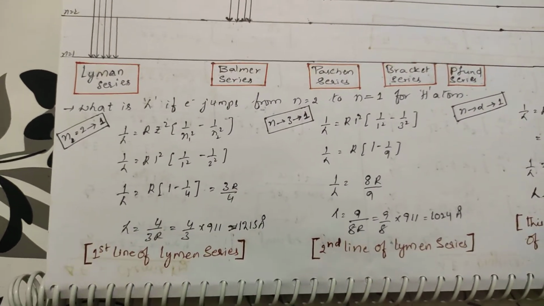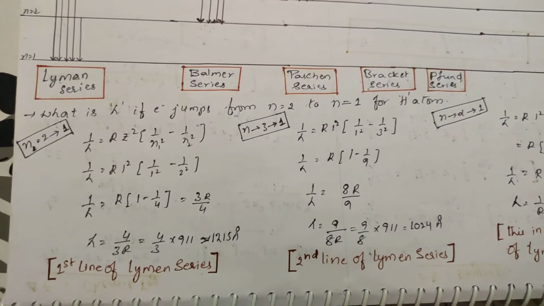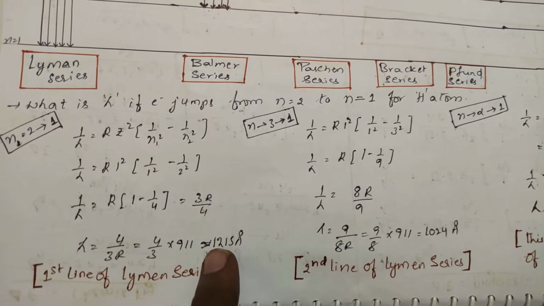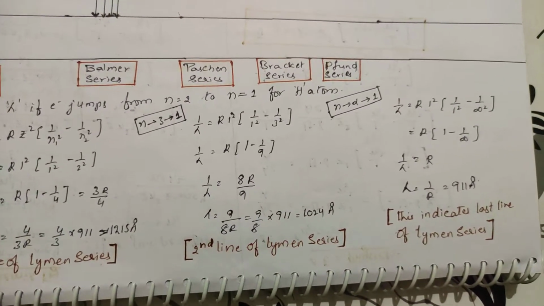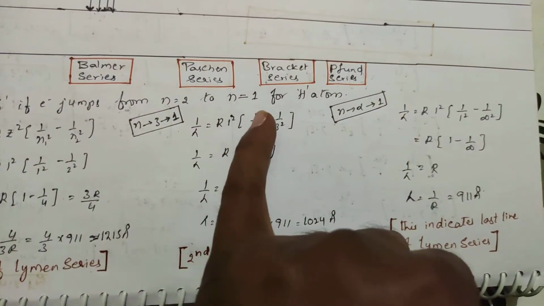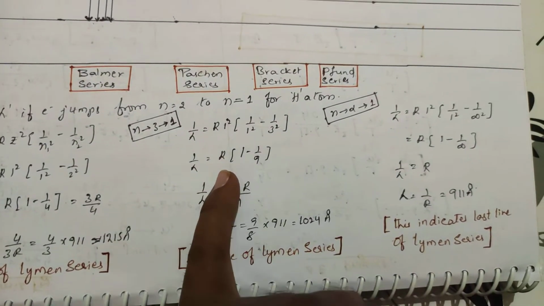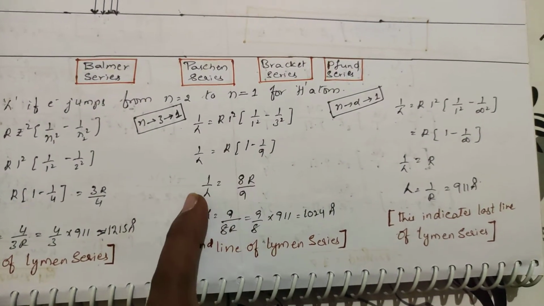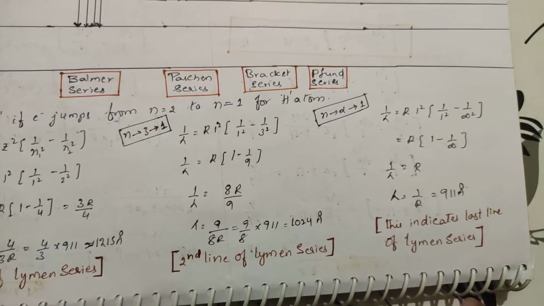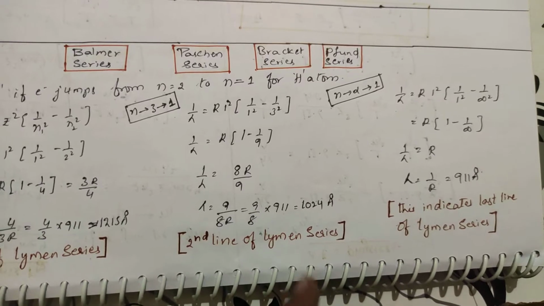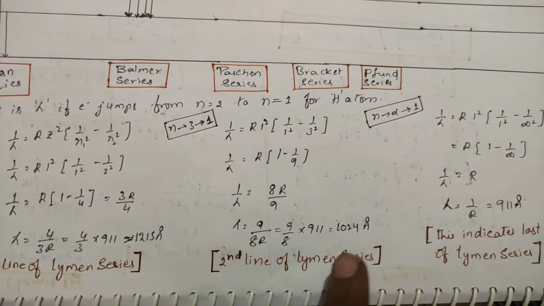So here, whenever the electron first jumps from the second orbit to the first orbit, the wavelength in the Lyman series is 1215 angstroms. In the same way, try to calculate for the second line. 1 by lambda is equal to R into 1 by 1 square minus 1 by 3 square, because it is coming from the third orbit. 1 minus 1 by 9, so it is 8R by 9. Lambda is equal to 9 by 8R, 9 by 8 into 911, so it is 1024 angstroms. So this is the second line of the Lyman series, and it bears the lambda value of 1024.